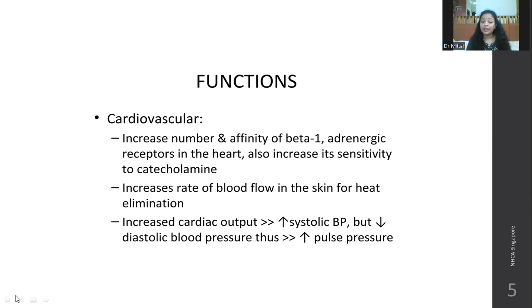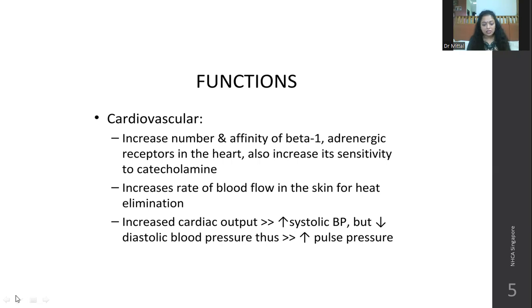The top part, 120, is the systolic BP. This is the BP when the heart is contracting, the pressure that the heart exerts on the blood vessels. Diastolic is the 80, when the heart is relaxing. At that time also the blood is exerting pressure. Even if the heart is in the relaxed state, the blood volume will definitely put some pressure on the blood vessels.